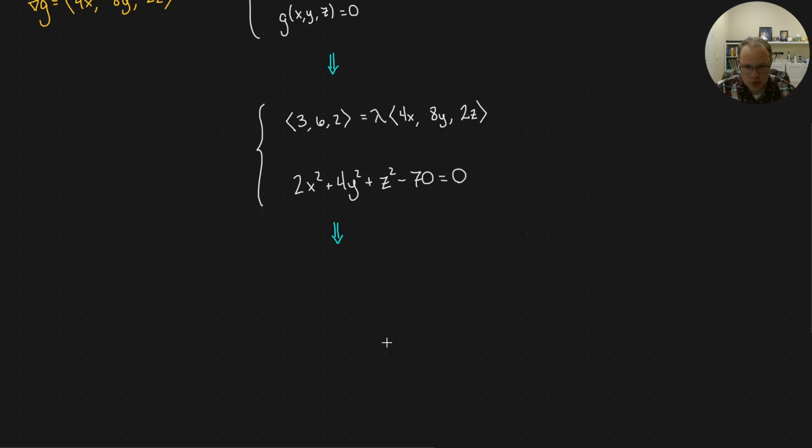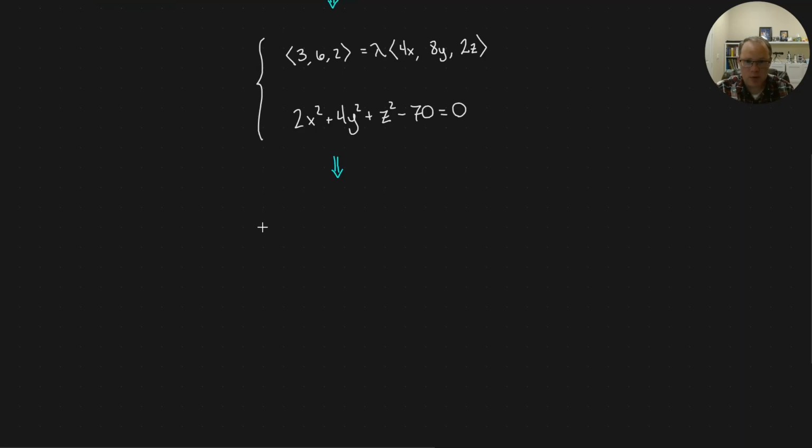And I'm just going to break apart that vector equation. First component on the left side equals first component on the right. Second component on the left equals second component on the right. And third component on the left equals third component on the right. And then finally we have our constraint equation. I'll just move that 70 back to the other side.